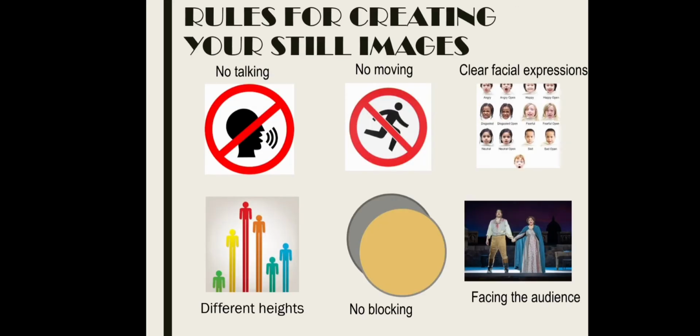When creating a still image, there are 6 rules that you should use. No talking, no moving, clear facial expressions to help show the audience how you're feeling, different heights to make your performance interesting, no blocking, which means no standing or sitting in front of another person, and make sure you face the audience the whole time.